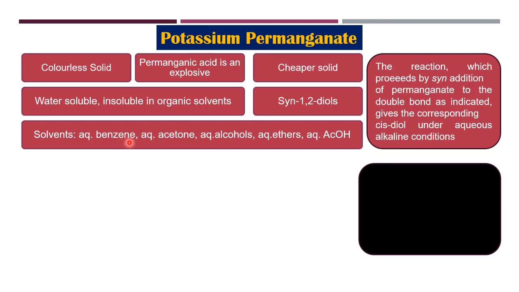As I have said, the reaction proceeds via syn addition of permanganate to the double bond as indicated, and gives the corresponding cis diol under aqueous alkaline conditions. Okay, that is important. Alkaline conditions are needed for syn diol preparation. If you use acidic conditions, then chances are acid will be the final product and not alcohol.